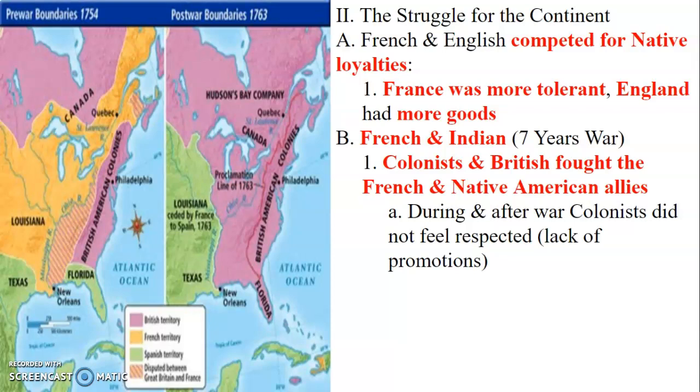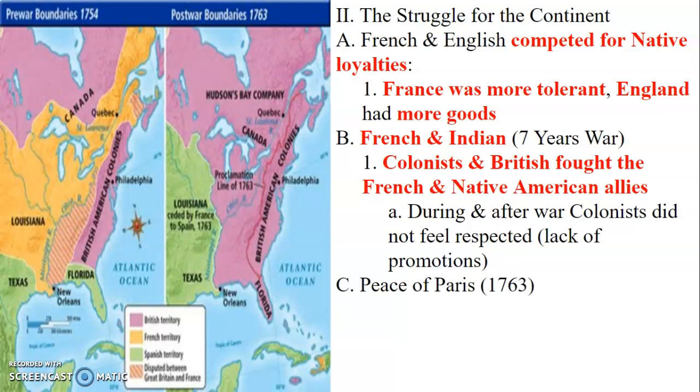During this time, we have a young George Washington. He's 22 years old and he's the youngest general in the Continental Congress. Even though he was better suited than many of the British generals, he was never able to rise in rank because he was an American. He was not natively born. He was not a native British. So that lack of promotion, lack of respect caused a lot of resentment towards the British by the colonists.